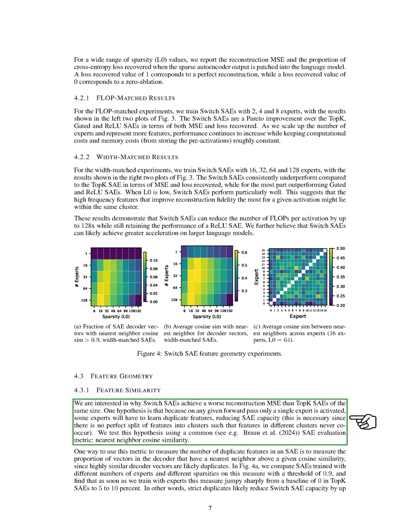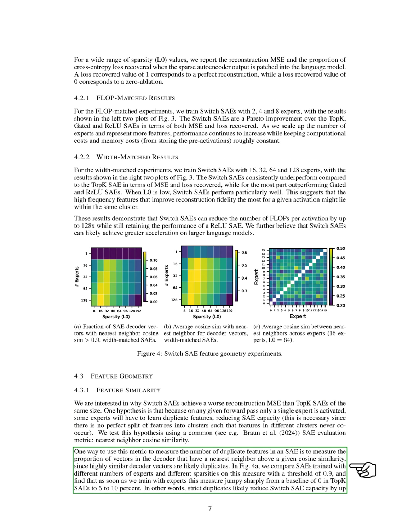We are curious about why switch sparse autoencoders have a worse reconstruction MSE than top-K sparse autoencoders of the same size. One possibility is that since only one expert is activated during each forward pass, some experts may learn duplicate features, which limits the capacity of the sparse autoencoder. We test this idea using a common evaluation metric, nearest neighbor cosine similarity. By measuring the proportion of decoder vectors with a nearest neighbor above a certain cosine similarity threshold, we can assess the presence of duplicate features.